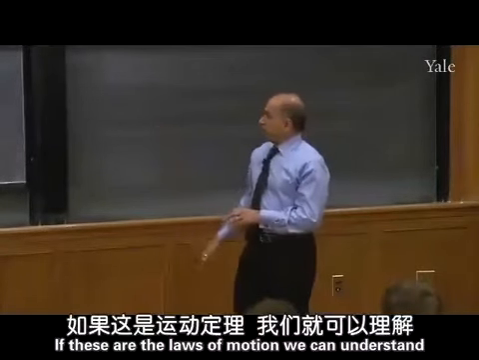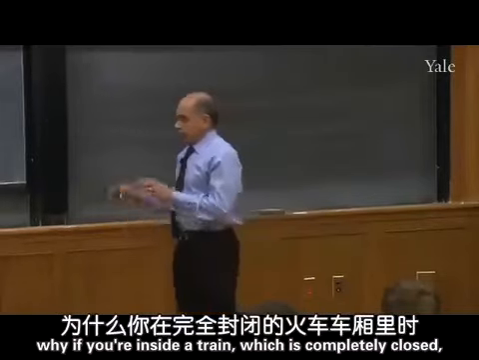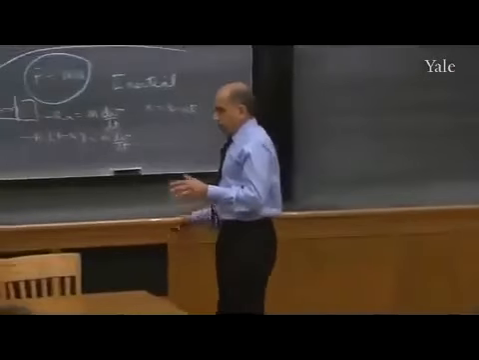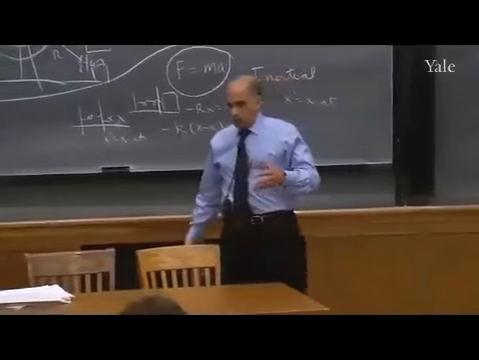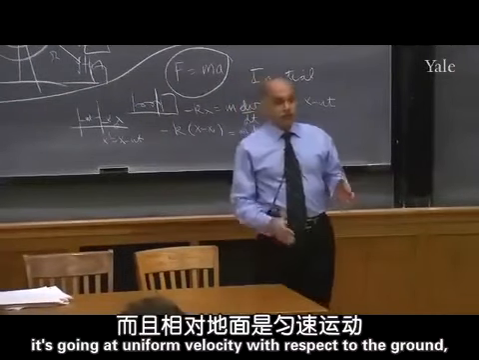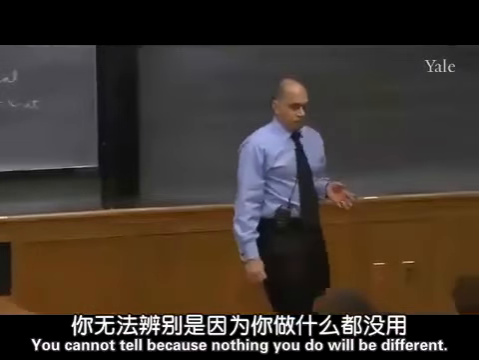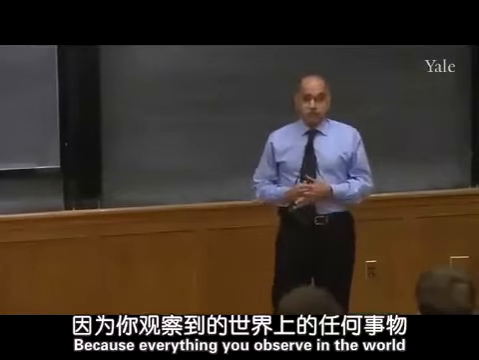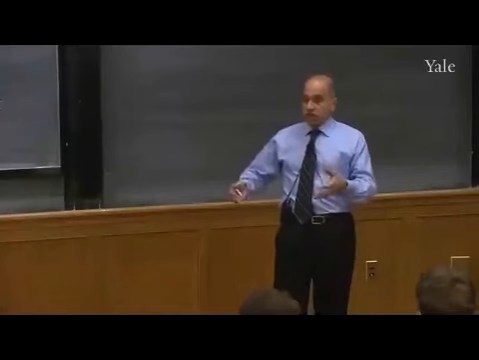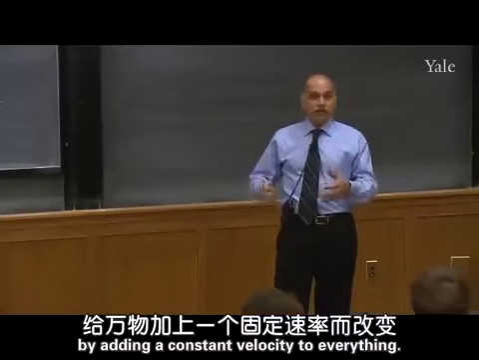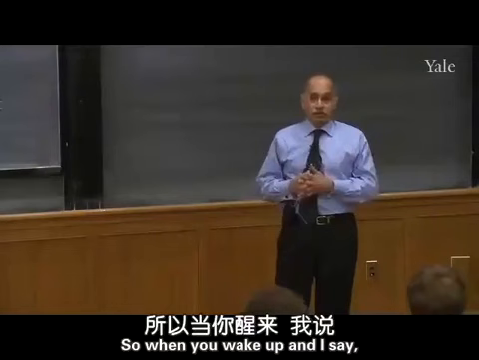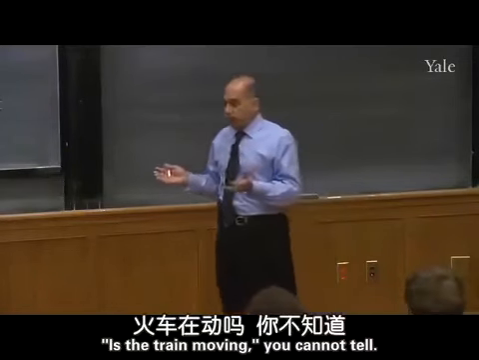If these are the laws of motion, we can understand why, if you're inside a train, which is completely closed, you cannot look outside, and it's going at uniform velocity with respect to the ground, you cannot tell. You cannot tell because nothing you do will be different. Everything you observe in the world is controlled by Newton's laws, and Newton's laws are unaffected by adding a constant velocity to everything. So when you wake up and I say, is the train moving, you cannot tell.